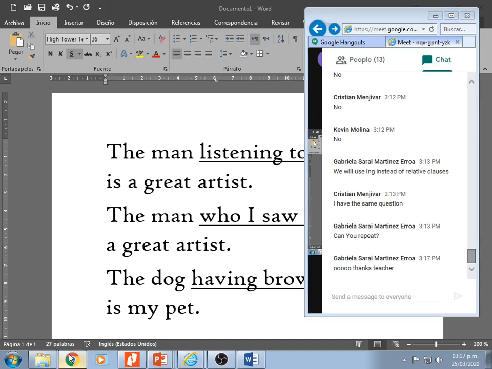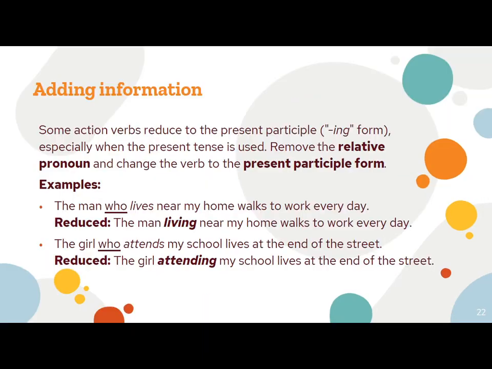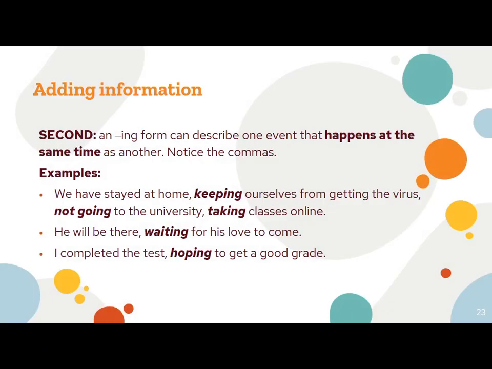Okay, now let's move on, guys. Oh no, it is not that one, it's this one. The second one: an -ing form can describe one event that happens at the same time as another. Notice the commas. It's important to notice the commas, and I'm pretty satisfied because I could see some of you writing in your paragraph and using this technique even though you didn't know it. Examples: we have stayed at home, keeping ourselves from getting the virus, not going to the university, taking classes online.